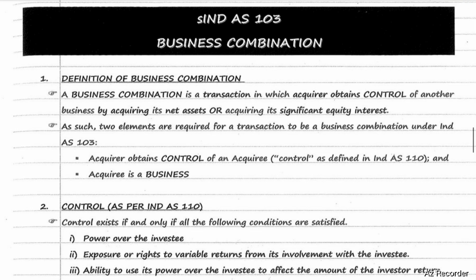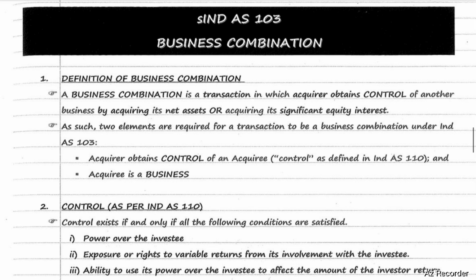Ind AS 103 Business Combination. What do you mean by business combination? Business combination is a transaction in which acquirer obtains control of another business by acquiring its net assets or acquiring its significant equity interest. That means here acquirer obtains control of acquiree by acquiring its net assets or equity interest.